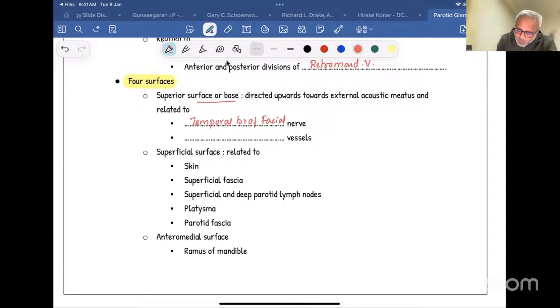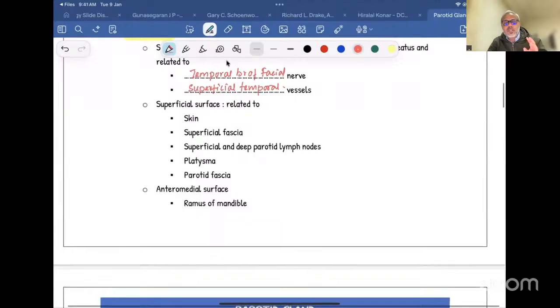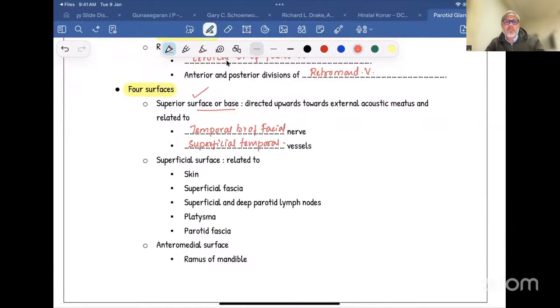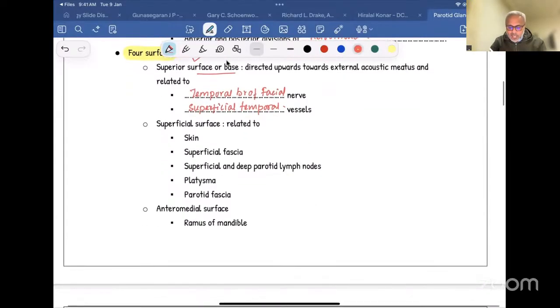Along with this, we also have the superficial temporal vessels. Done. So below the cervical branch, above the temporal branch. The rest of the branches come from the anterior border, right? Done. Now, this is regarding the base, which we also refer to as what? Superior surface.